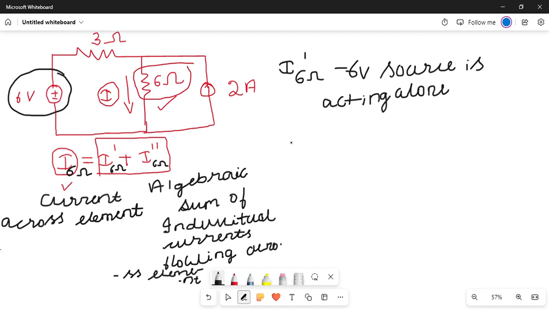So the 6 volt source is acting alone, and this 2A is a current source, wherein you are going to make your current source an open circuit, right? I told you for a voltage source it is a closed circuit, and for a current source it is an open circuit. So let me make this an open circuit. You're supposed to draw another separate diagram.